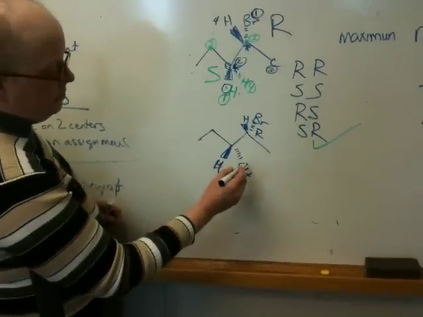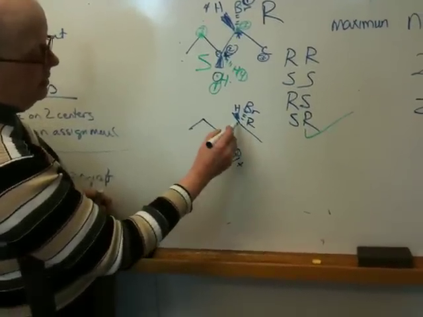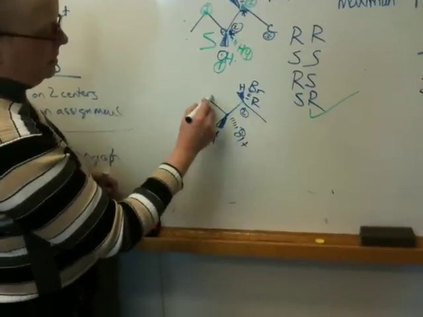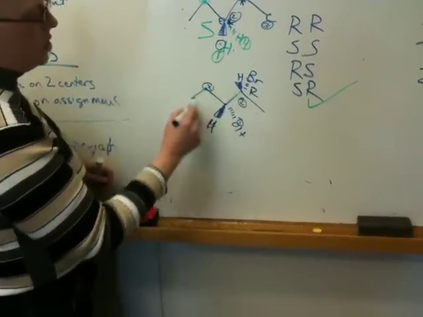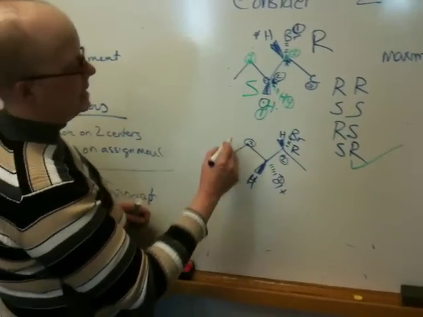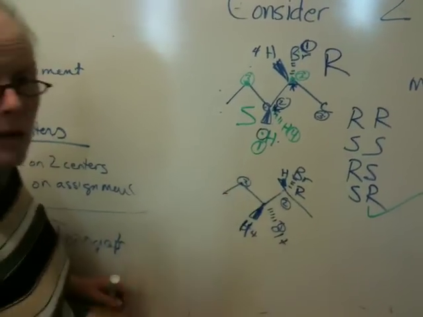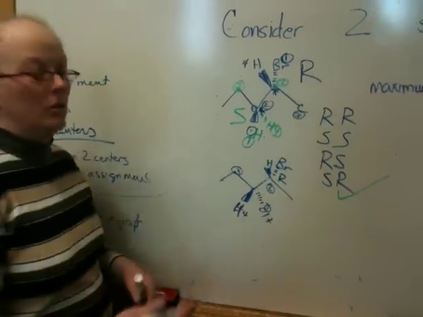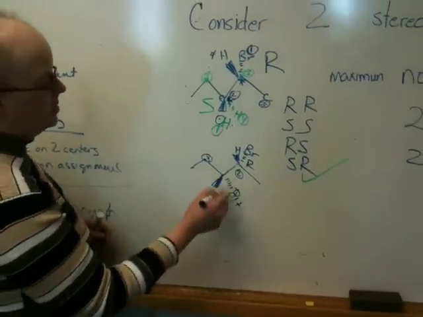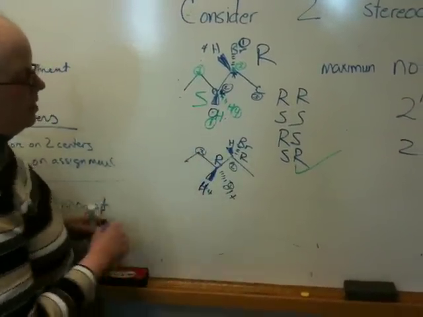If you trace the circle, this is 1, this is 2, this is 3. If you trace the circle, it looks like it's S, but is it really S? No, because number 4 is coming out towards you. So you'd have to turn the molecule around if you want to prove that. So this is really RR. So now we've made the RR.